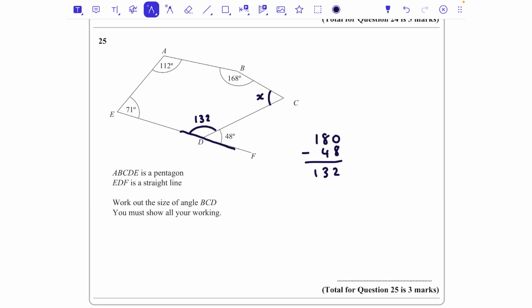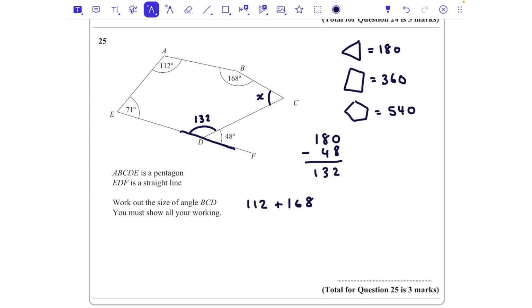And now I can just look, I've got 5 angles inside that pentagon, and see how much I'm missing. Angles in a triangle add up to 180. Angles in a quadrilateral add up to 360. And every time you add another side, you add another 180 degrees. So a pentagon, a 5-sided shape, adds up to 540. So let's add up what we've got inside the pentagon so far. 112, add 168, add 71, add 132. I'm just going to add that up on my calculator. You wouldn't include the 48 because it's not inside the pentagon, so that one would not contribute to the 540.